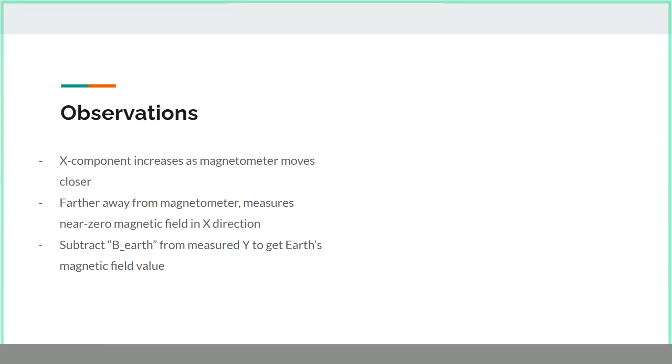The observations I made during the lab were that the x component increased as the magnetometer on my phone moved closer, and that as my phone moved farther away, the phone measured near 0 in the x direction of the magnetic field.